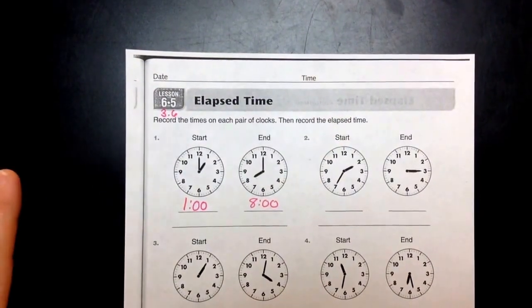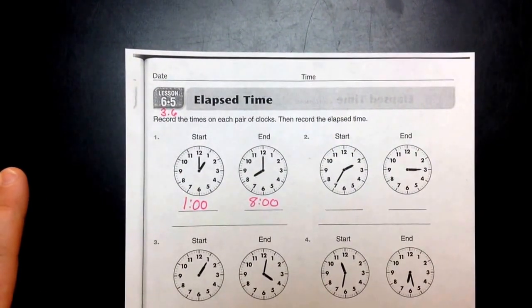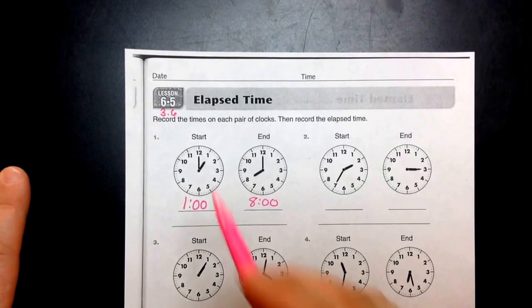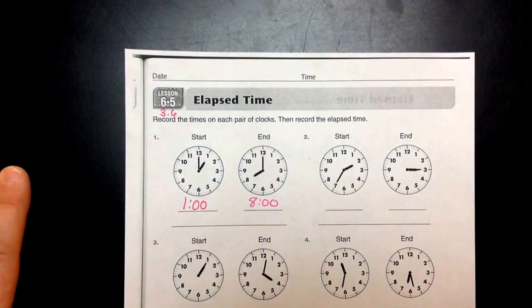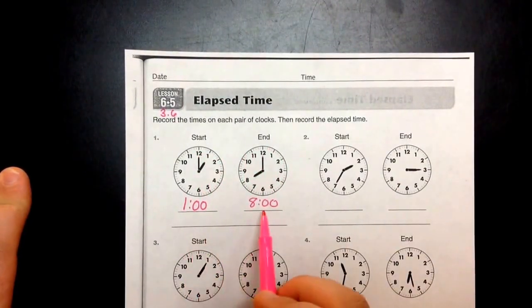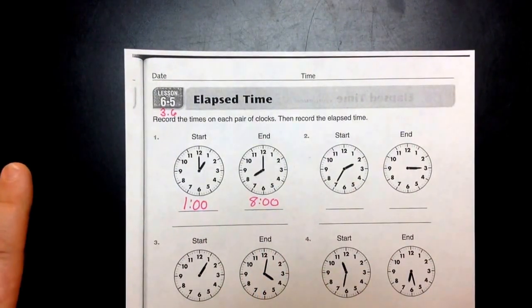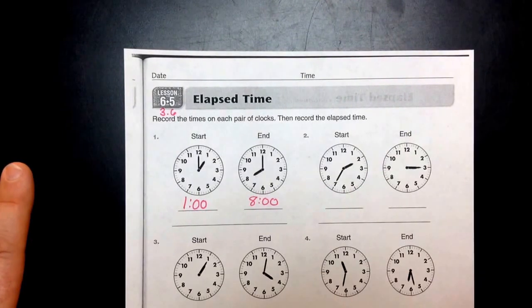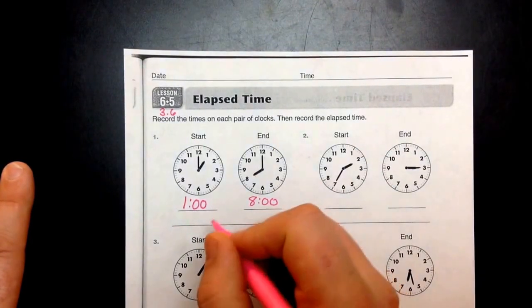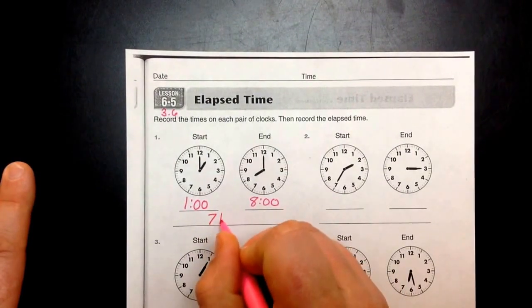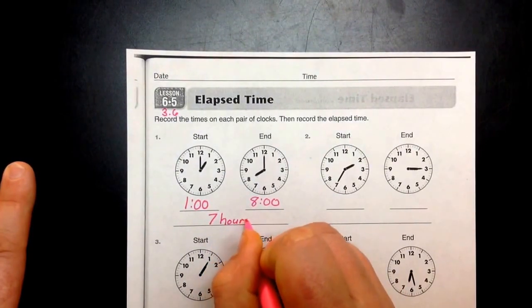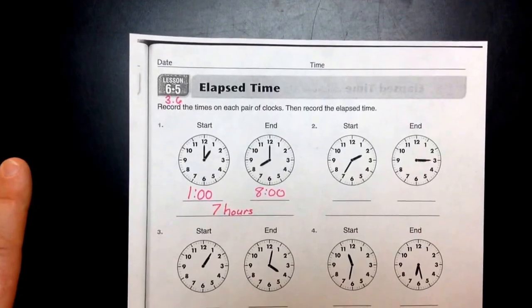Elapsed time is looking at how much time is between the start and the end time. So when we're looking from 1 o'clock to 8 o'clock, not considering AM or PM, we can simply count up from 1 to 2, 3, 4, 5, 6, 7, and 8 gives us 7 hours. Okay, that's how we answer that one.